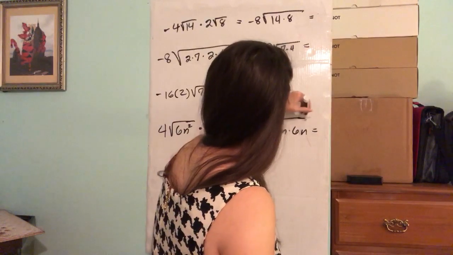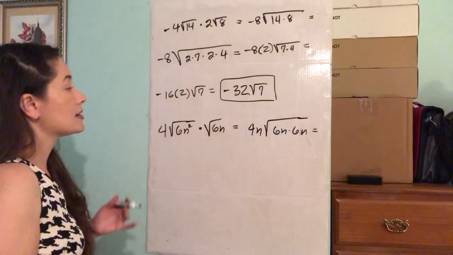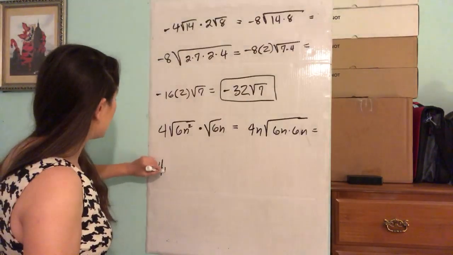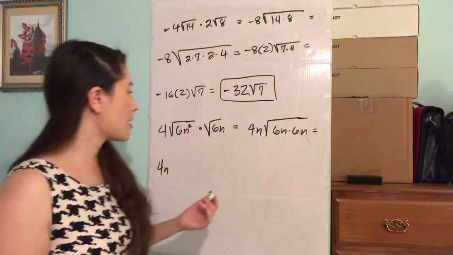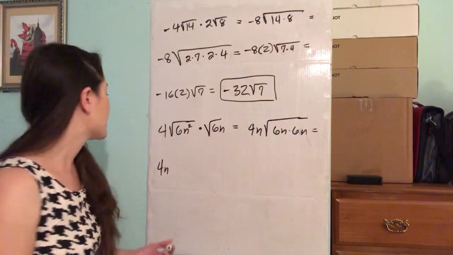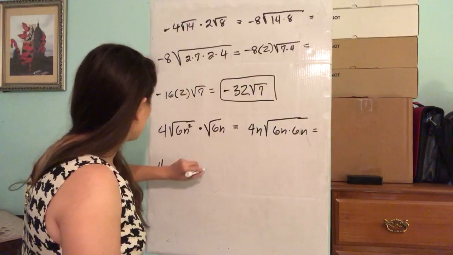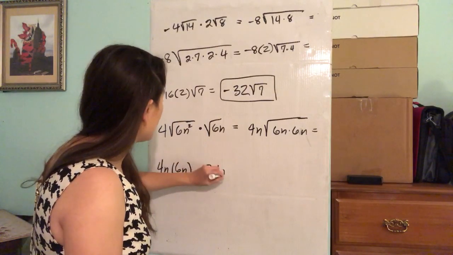So we've got 4n times the square root of 6n times 6n. So the square root of 6n times 6n is just 6n, right? So this is going to be 4n times 6n. That gives us 24 times n squared.